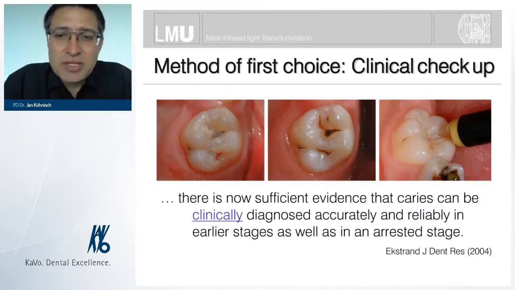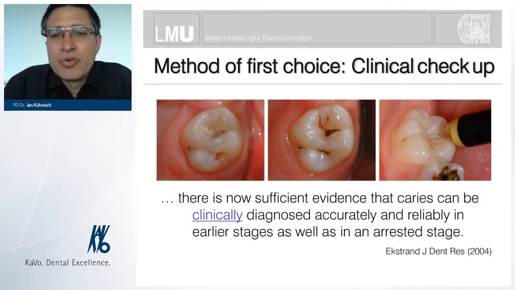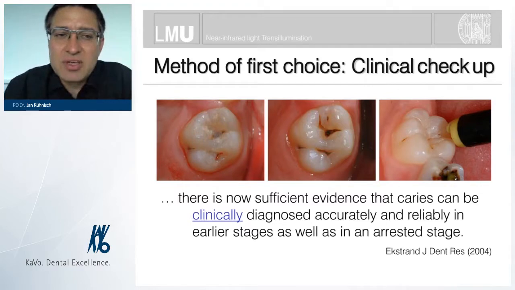Nevertheless, it must be stated that if we are talking about methods for caries detection and diagnostics, the clinical checkup, the visual examination, will be the first choice in daily clinical practice. But it has to be mentioned that there are two prerequisites. First of all, it is of importance to clean the teeth so that we can see the caries lesion.